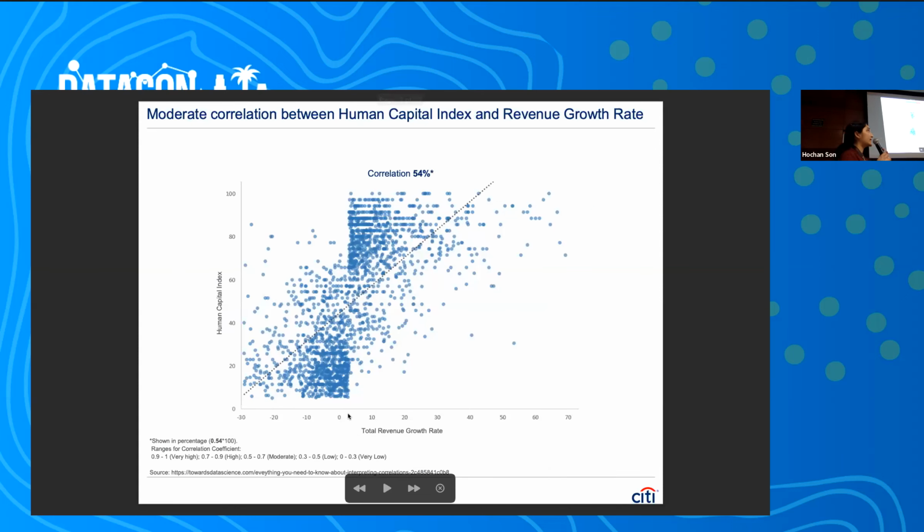So as we can see, I have plotted a scatter plot here. It shows on the x-axis total revenue growth rate and on the y-axis human capital index. The total revenue growth rate is not something that we provided to our model, but we just wanted to see whether it learned that correlation, because scatter plots can come really handy when you are explaining a model or the results. So the correlation between the human capital index and the total revenue growth rate is around 54%.